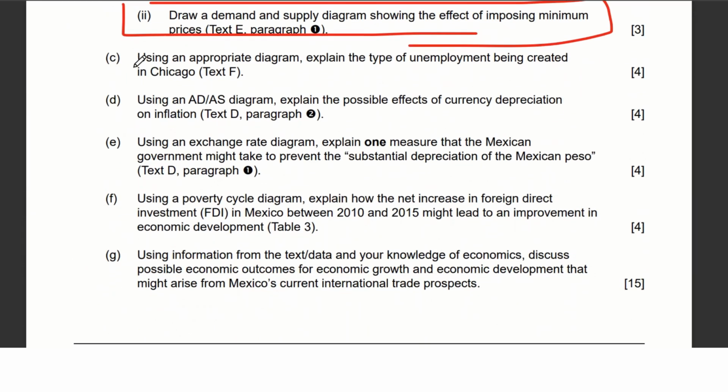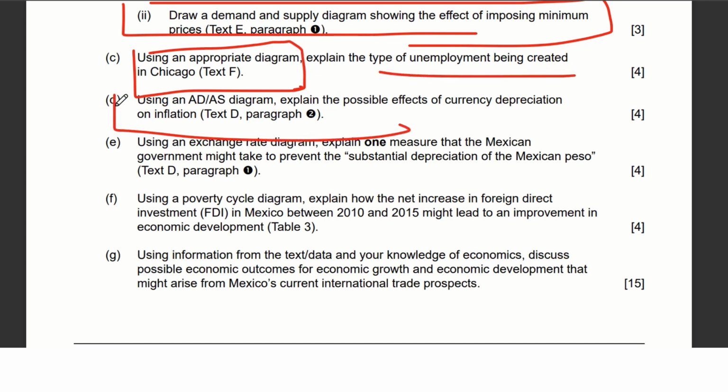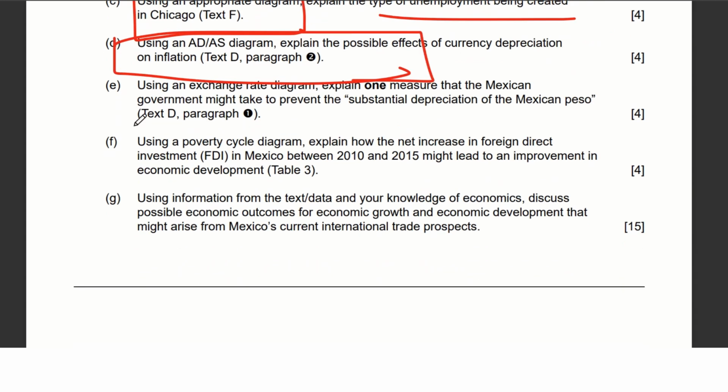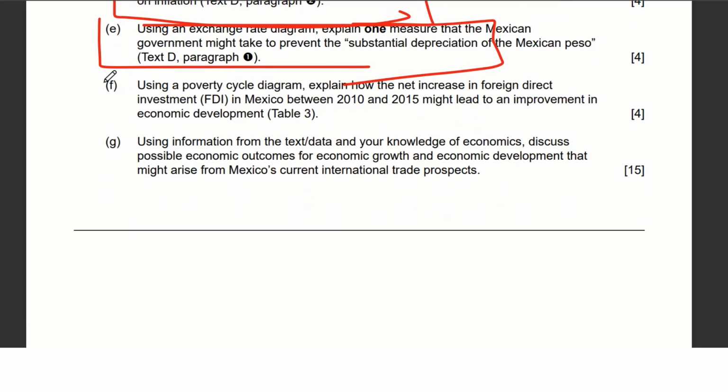Yeah, and here, using an appropriate diagram, explain the type of unemployment being created in Chicago. Using an AD-AS diagram, explain the possible effects of currency depreciation on inflation. Using an exchange rate diagram, explain one measure that the Mexican government might take to prevent the substantial depreciation of the Mexican peso. And using a poverty cycle diagram, explain how the net increase in foreign direct investment in Mexico between 2010 and 15 might lead to an improvement in economic development.